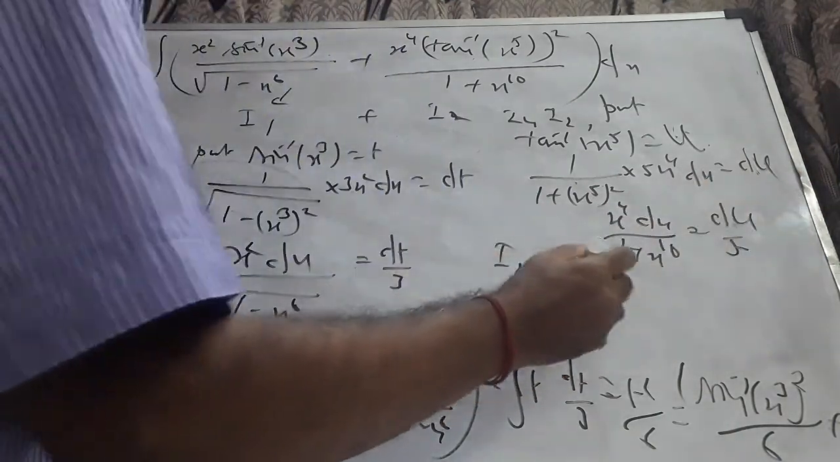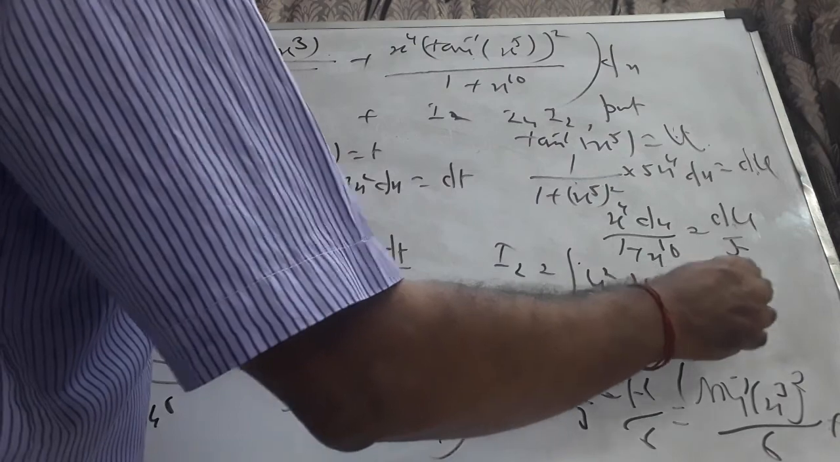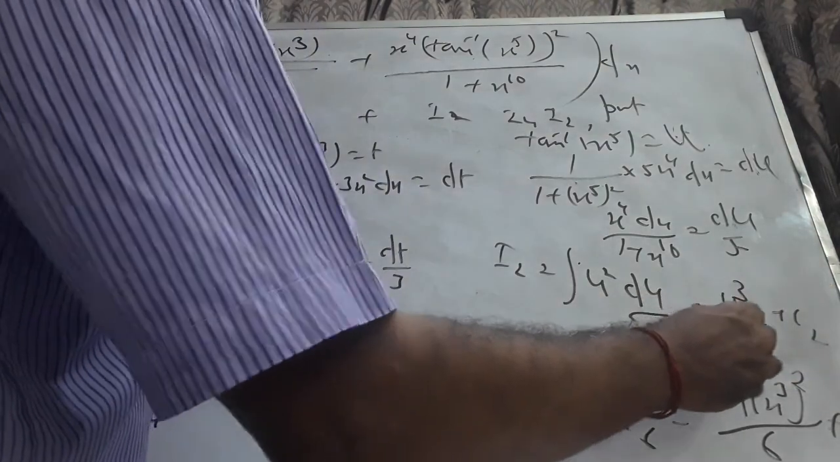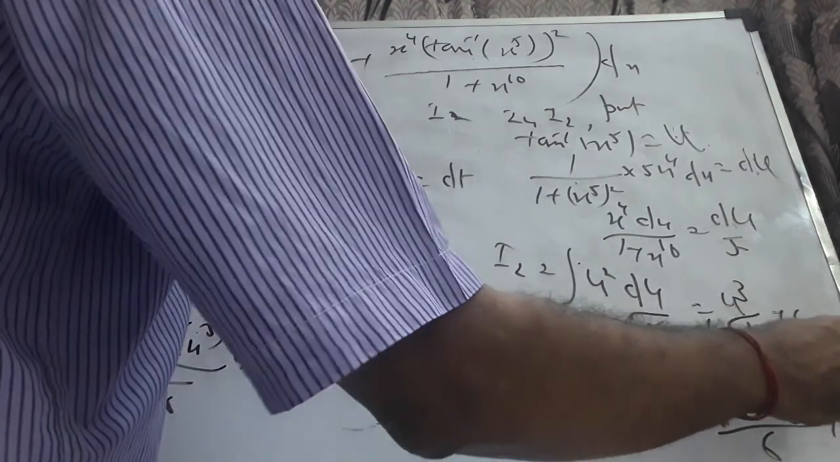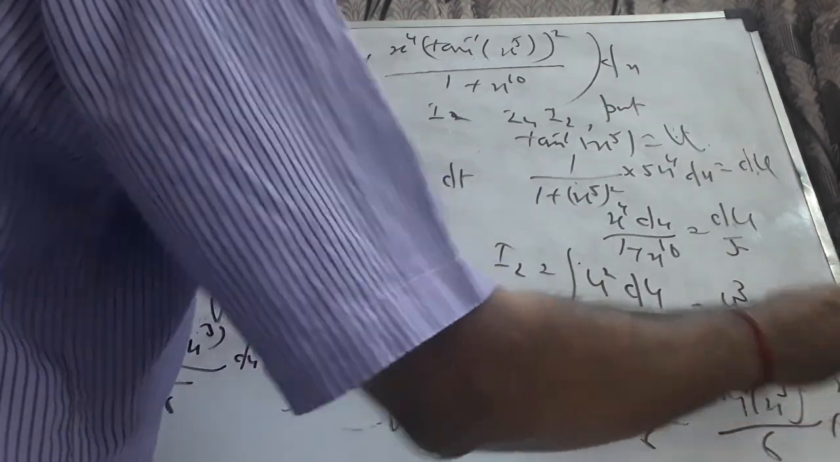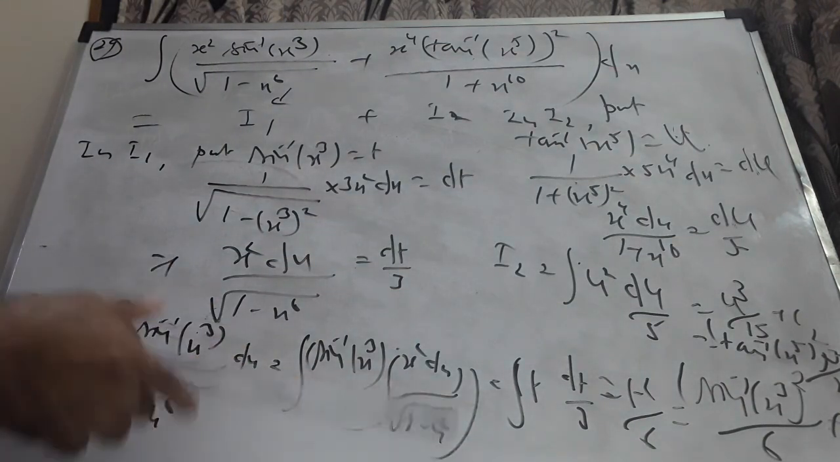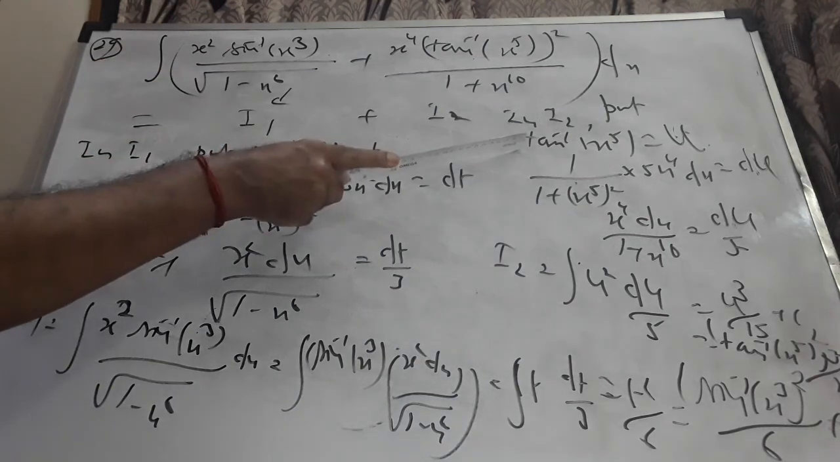This will be u, therefore this will become u square du by 5, which is u cube by 15 plus c2. Therefore this will become (tan inverse x power 5) the whole cube by 15 plus, let us say, c2. Therefore, if I do both I1 and I2, let me explain once again. I'll call this integral I1, and this is I2 separately.